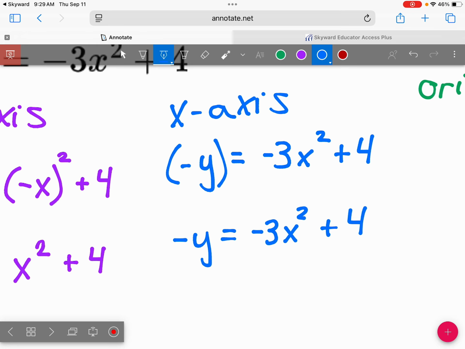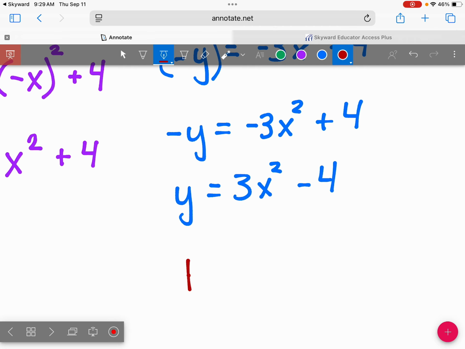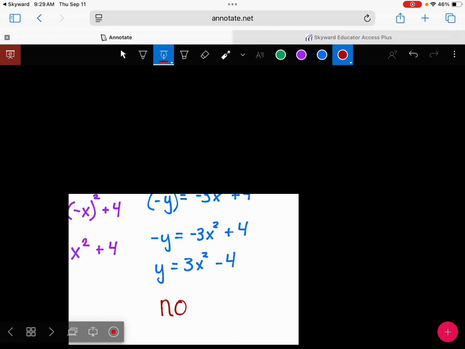And it's probably easiest if we switch this back into a y equals instead of minus y equals, just so we can compare it. So I would divide everything by negative 1 or multiply everything by negative 1, whichever way works better for your brain. And that's going to give us our 3x squared minus 4. Is that exactly what we started with? No. Nope. So we do not have x-axis symmetry.